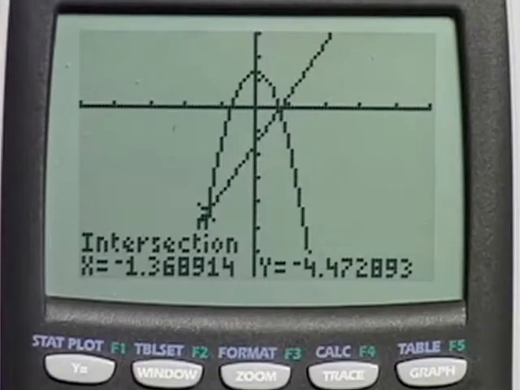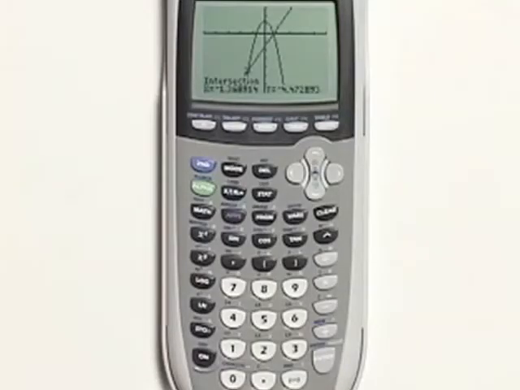For the x value, it's -1.368914, and for the y value, it's -4.472893. What we're interested in is really just the x value there, and we're going to round it off to the hundredths, so the x value is approximately -1.37. Let's find the point of intersection that's in, looks like quadrant 1, or it might be quadrant 2. So let's go find out exactly where that is.